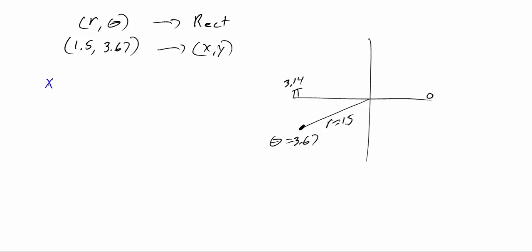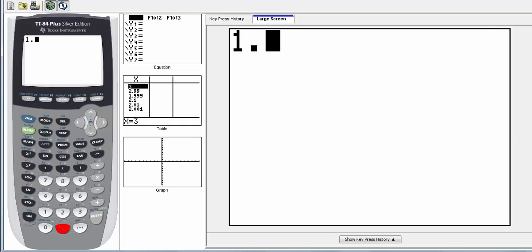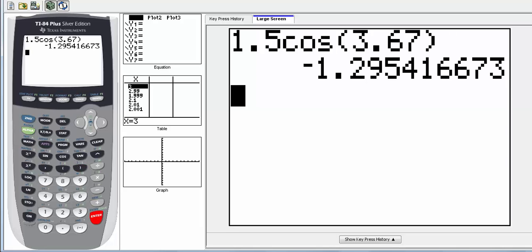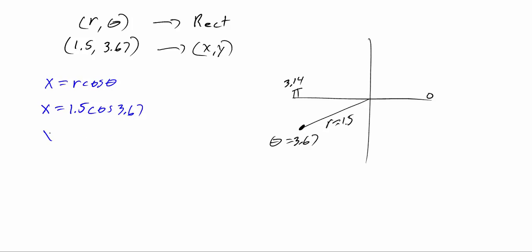So that way we can kind of check to make sure we find the right x and y coordinate. So once again, we're going to use x equals r cosine theta. So that means we're going to take r value of 1.5 cosine of 3.67. Now, we can't go to the unit circle and find the cosine of 3.67, so this is where we would go to the calculator, type in 1.5, and then we want to multiply that by the cosine of 3.67. And if we hit enter, we get a negative 1.295. So I'm going to round that to a negative 1.3. So x is equal to a negative 1.3.